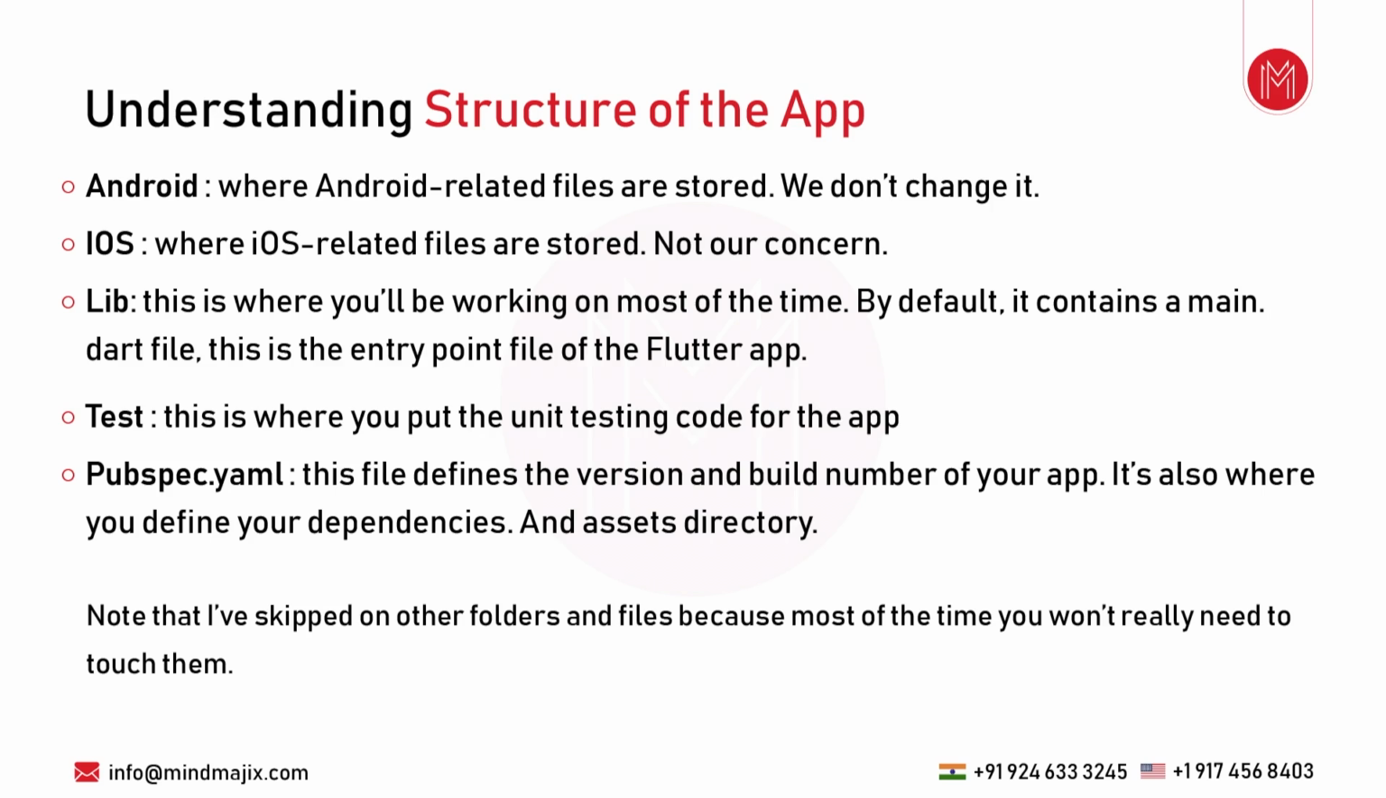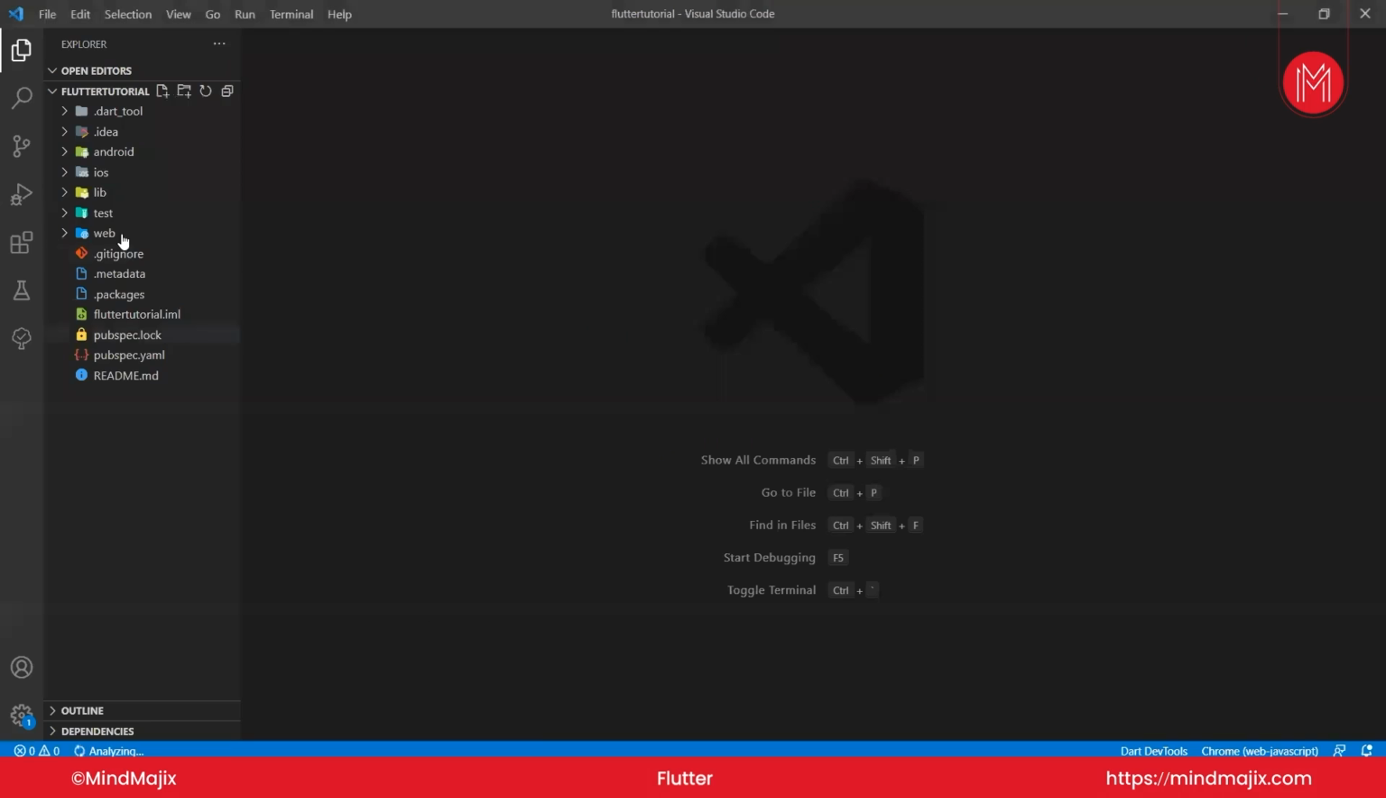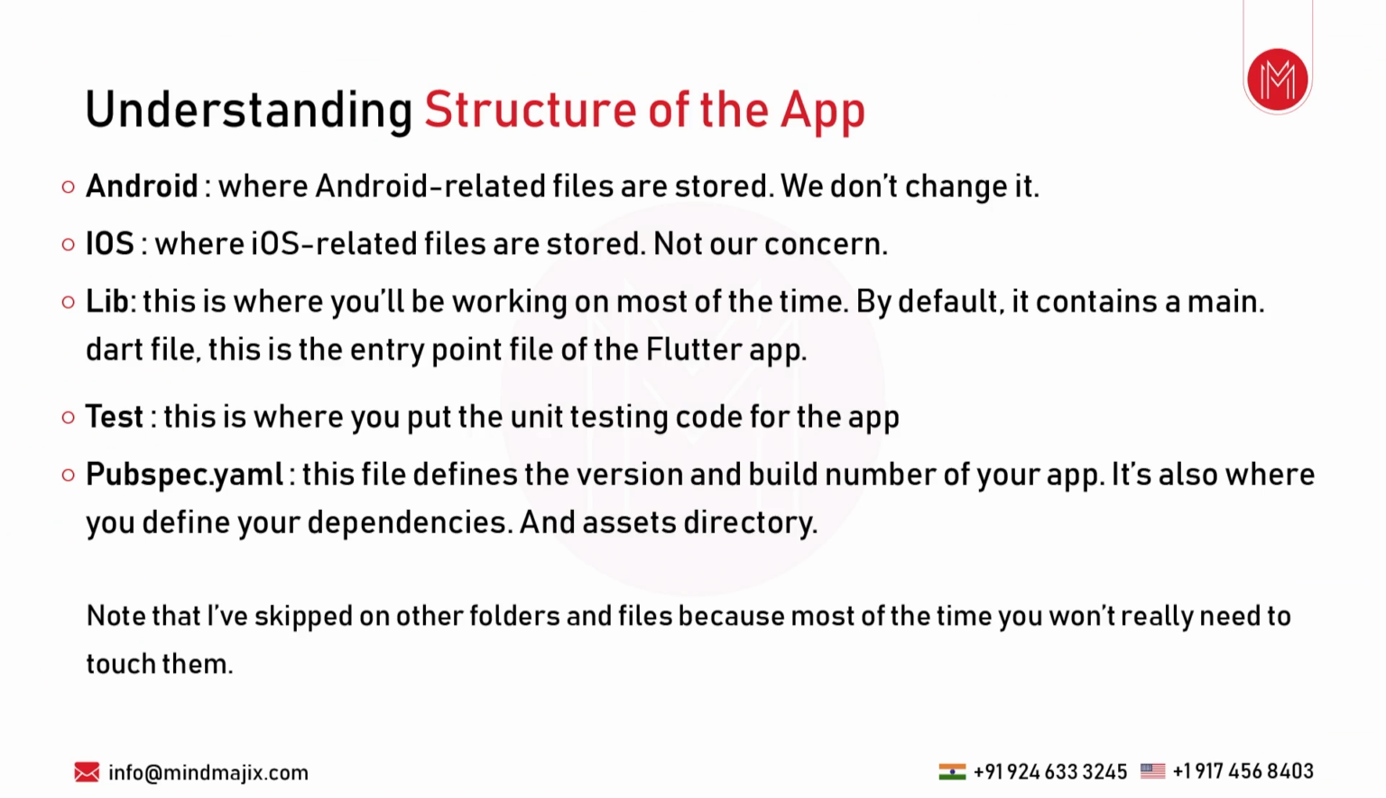The ios folder has all the files which will be used to build an iOS application. But we will just do the small changes which are required, not the core code. Now the lib. This lib folder is the main thing. This is the folder which we will use again and again. This is where we will be working most of the time.